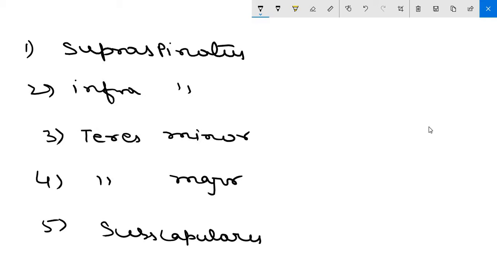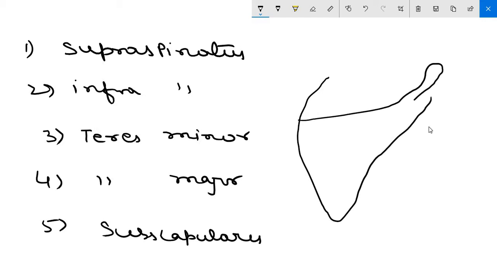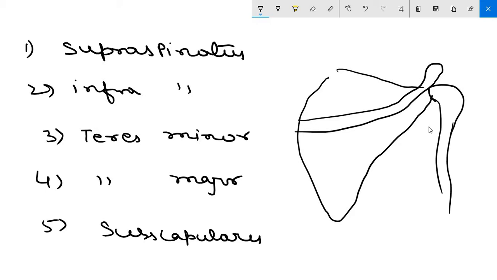Now I am drawing a very rough diagram of the scapula, and we will see the origin and insertion of the muscles. This is your acromion process. This is the spine of the scapula. And suppose this is your humerus bone. Very rough diagram.